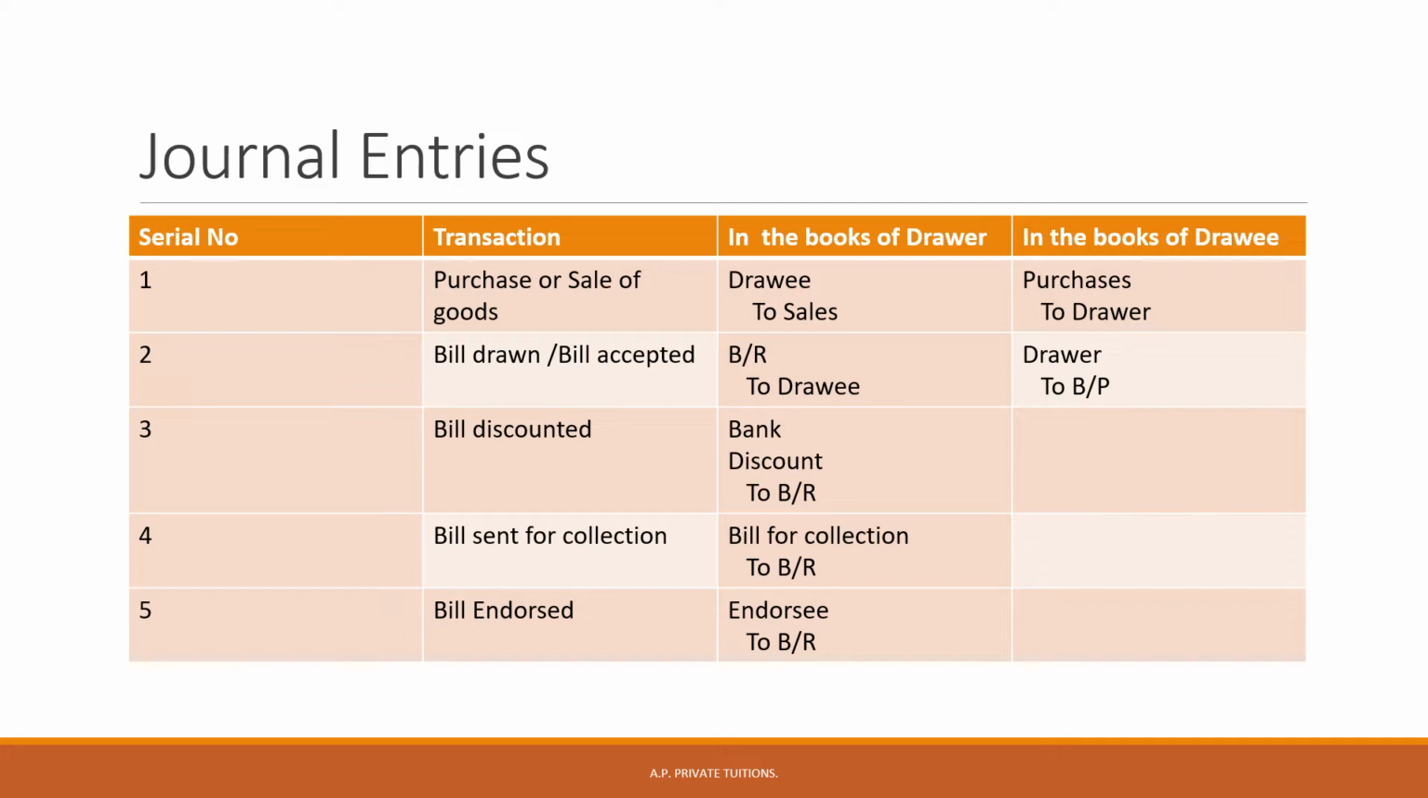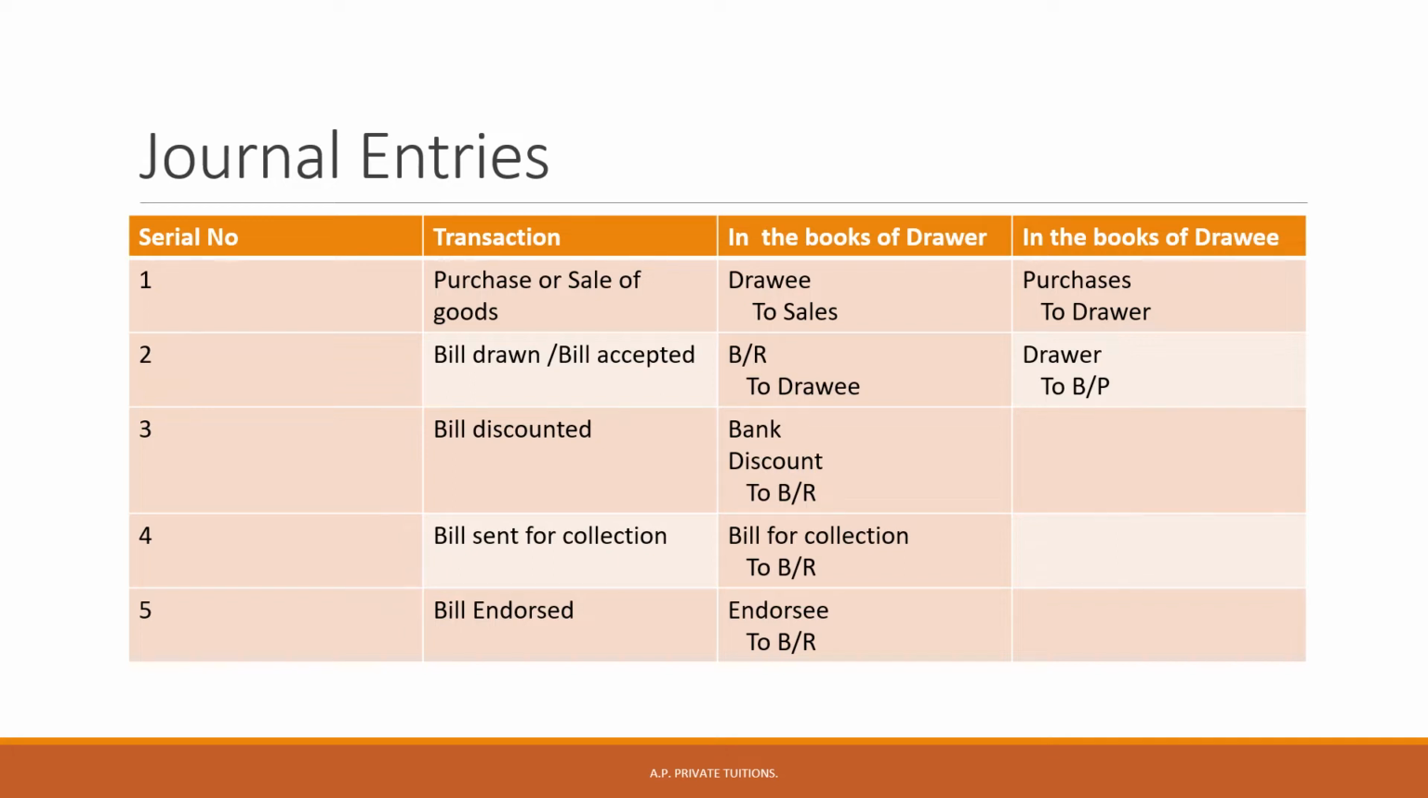When a bill is discounted, when a bill is sent for collection, when the bill is endorsed, you can see in all the 3 entries, bill goes out. Debit what comes in, credit what goes out. You can see in journal entry number 3, to bills receivable. Journal entry number 4, again to bills receivable. Journal entry number 5, again to bills receivable.